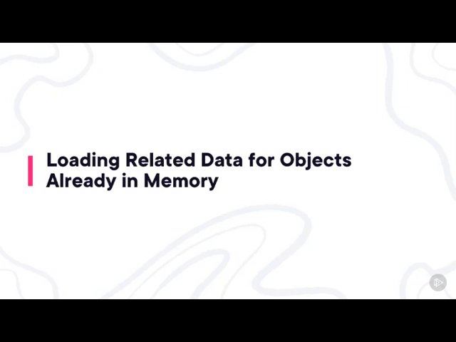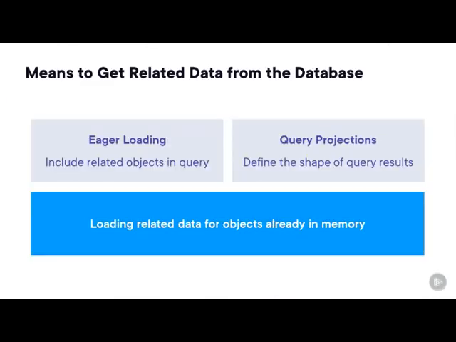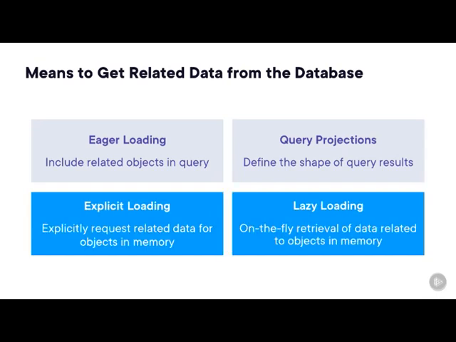Eager loading is great for querying graphs, but sometimes you already have an object in memory and want to get its related data. You can always use the same DbContext instance to execute another query and let the change tracker take care of wiring up the related data. But there are two other ways to perform this task, which we refer to as loading. And EF Core's ways to do this are called explicit loading and lazy loading.